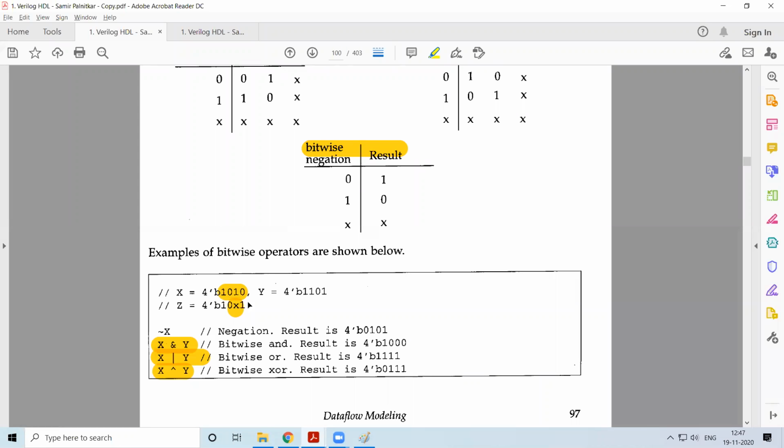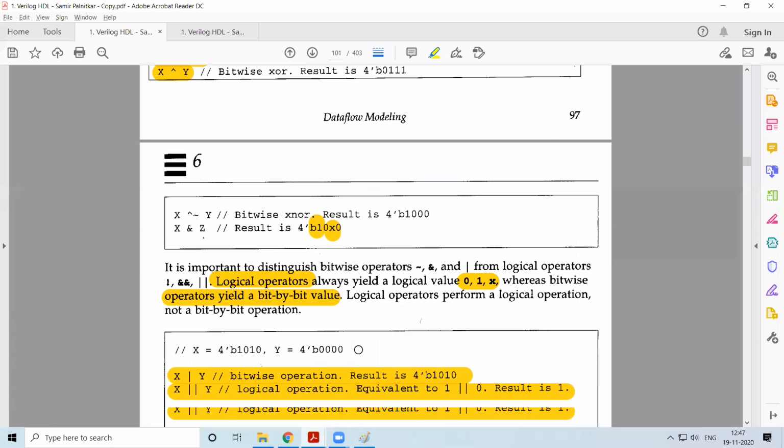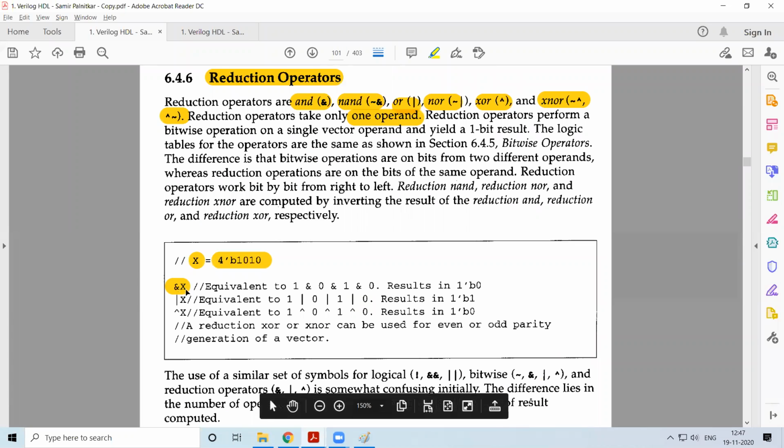It operates bit by bit on the values. With X and Y, the first bit of X will be ANDed with the first bit of Y, the second bit of X with the second bit of Y, and so on. But in this case, since only one operand is there, it takes each of the bits and ANDs the entire bits. Whatever the reduction operator is, that operation is performed with these bits.